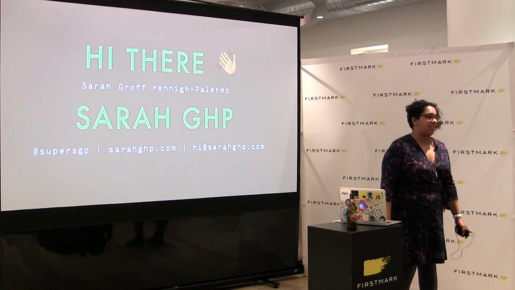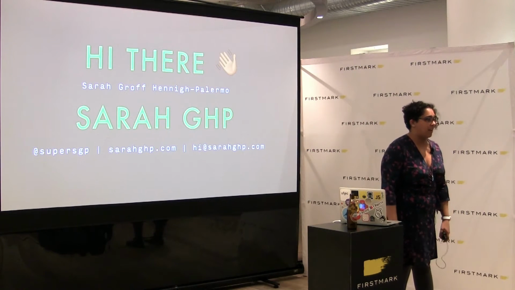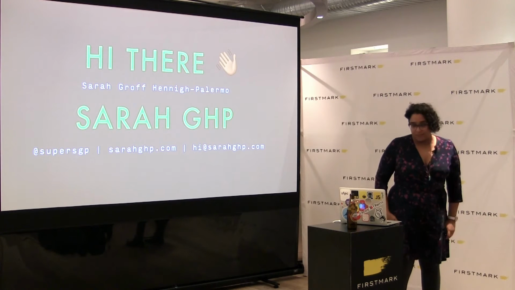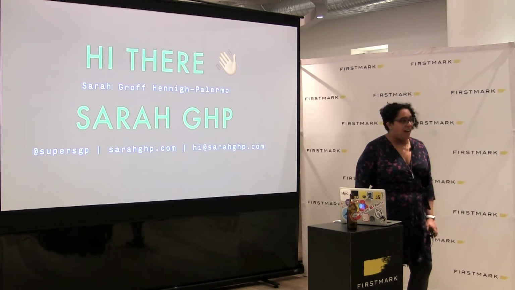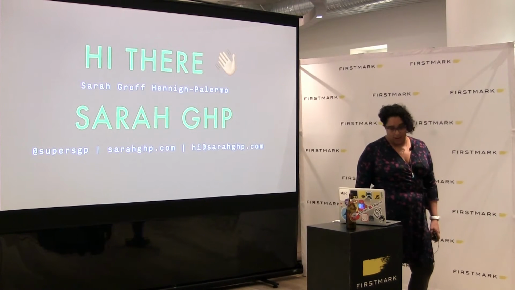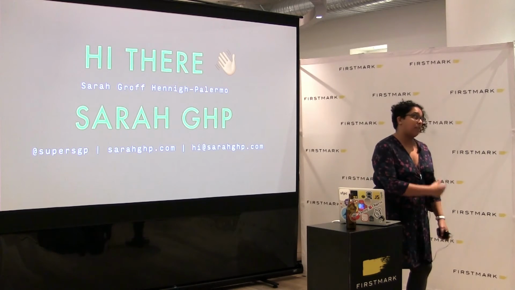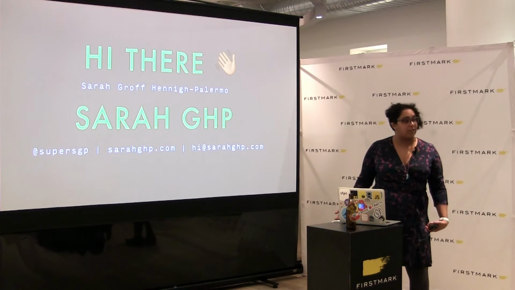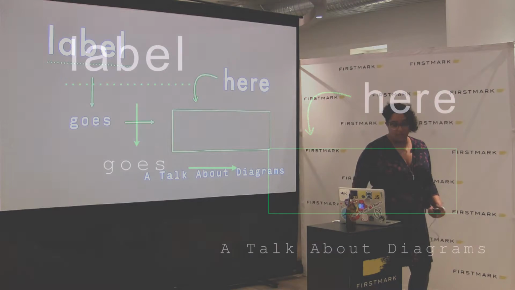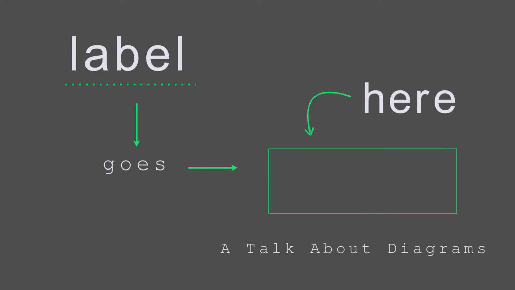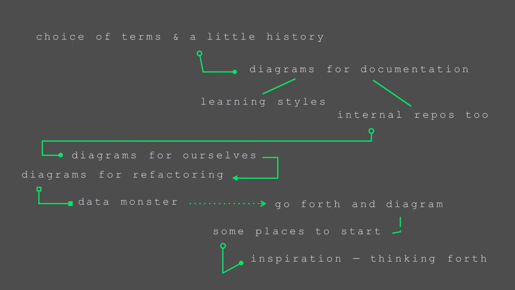I work at Kickstarter. Today was my very first day, so I am an engineer there. I have a background in critical theory and design, particularly data visualization, which is relevant to this talk, because my talk is called Label Goes Here. It really unites all of these concerns. It's a talk about using diagrams for communicating about programming with other people, and also for communicating about programming with yourself.